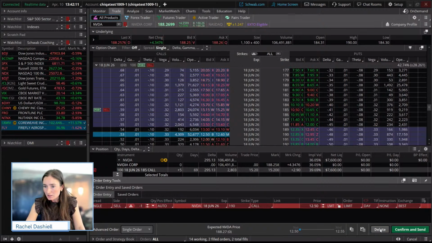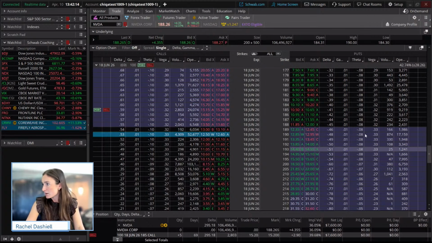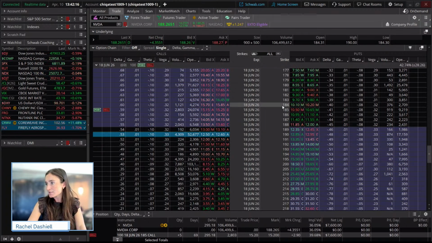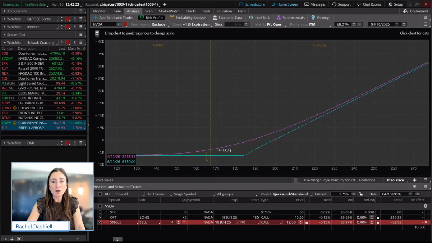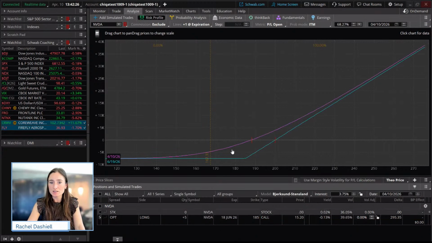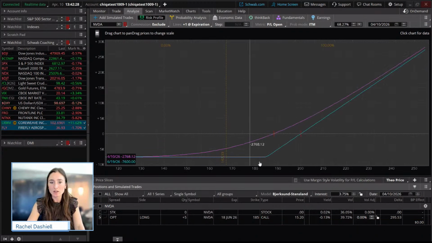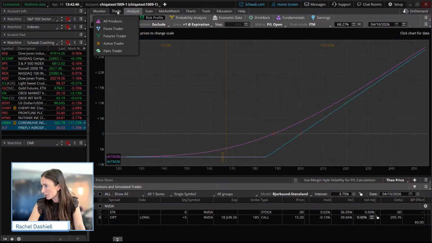So let's see. Okay, a couple of questions. Was that a bullish NVIDIA trade? Yes, it was. We bought a call, which gives us the right to buy the underlying stock, and a call option is bullish. You can see here in the risk profile that the most we can lose is what we paid for it, and our profit potential goes up as the price of the stock goes up. The price of the stock is on this axis, and the profit potential is on the left axis there. Okay, so great question.